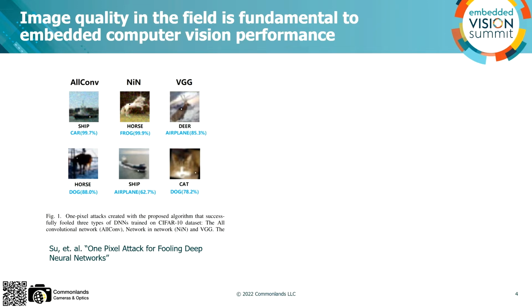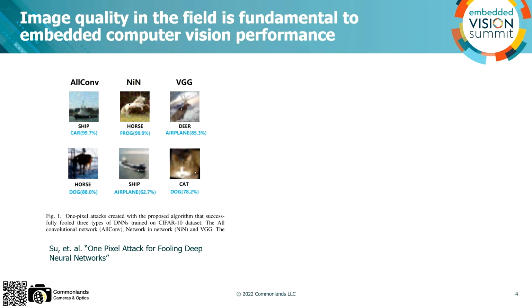So from the computer vision world, there's something called the one pixel attack. Who has heard of the one pixel attack? Okay. So for those of you who are not familiar with this, the one pixel attack is where researchers changed the level of a single pixel in a classification neural network. And it turned the output of the classification network from a ship to a car, a horse to a frog, a deer to an airplane, just with a single pixel intensity change.